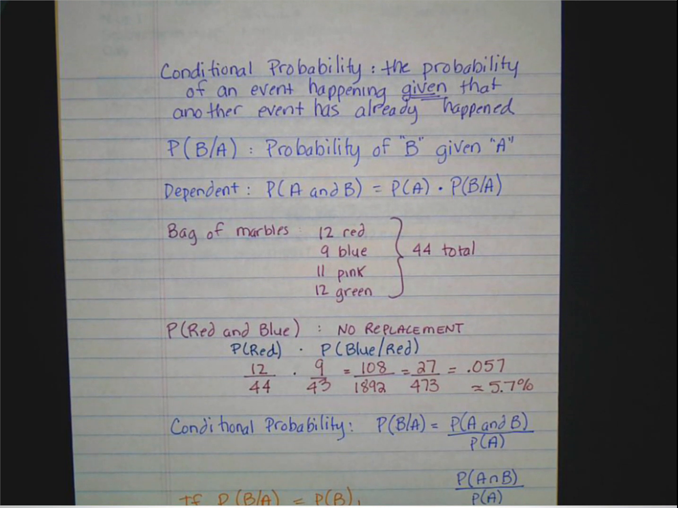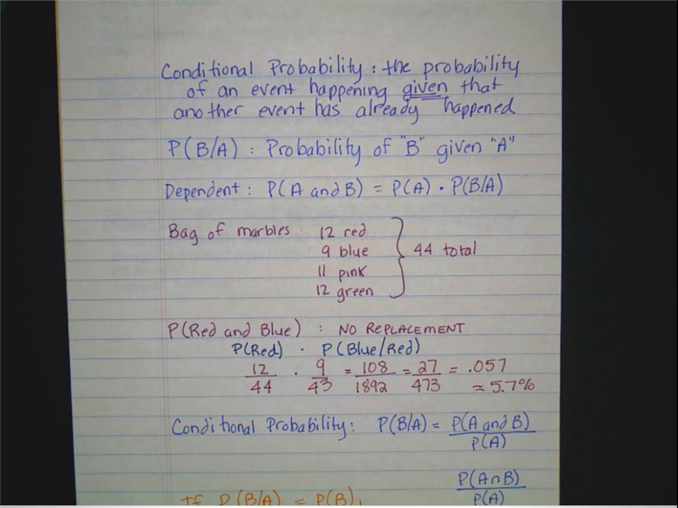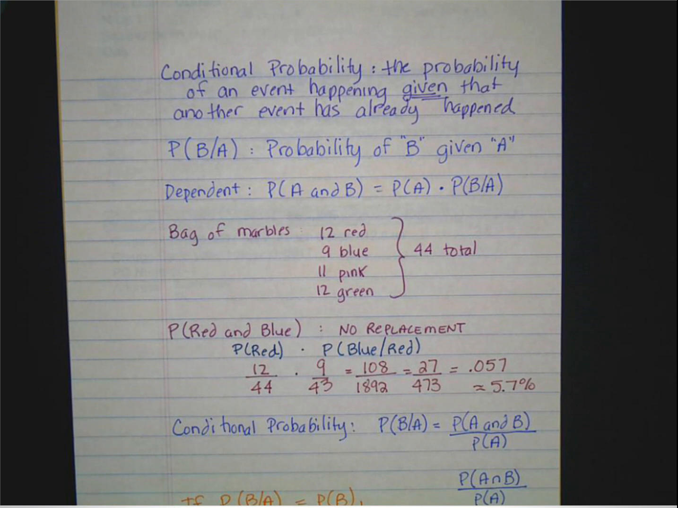So if the probability of B is exactly the same as the probability of B given that A happened, that means that A didn't influence the other one, or B didn't influence A, however you want to look at it. It means they're independent. Okay? So you might run into problems where they ask you that.